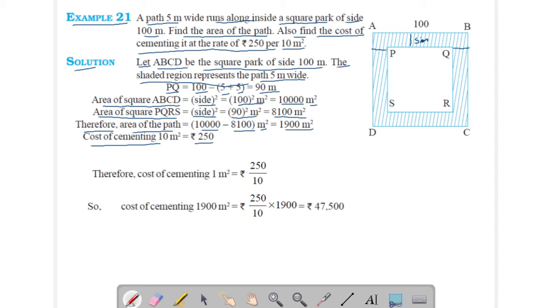Now cost of cementing 10 meter square equals rupees 250. Therefore, cost of cementing 1 meter square equals rupees 250 upon 10. So, cost of cementing 1900 meters square equals rupees 250 upon 10 into 1900. And if you solve it, you will get rupees 47,500. This is your answer.